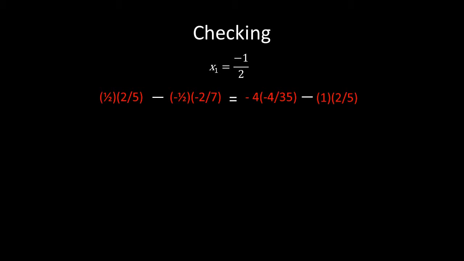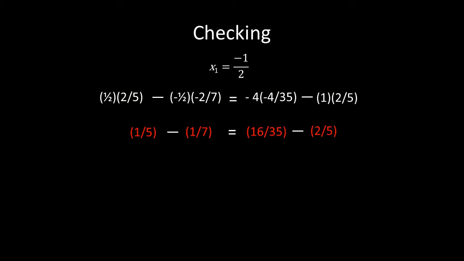The next step is to reciprocate, and the equation will become 1/2 times 2 over 5 minus negative 1/2 times negative 2 over 7 is equal to negative 4 times negative 4 over 35 minus 1 times 2 over 5.